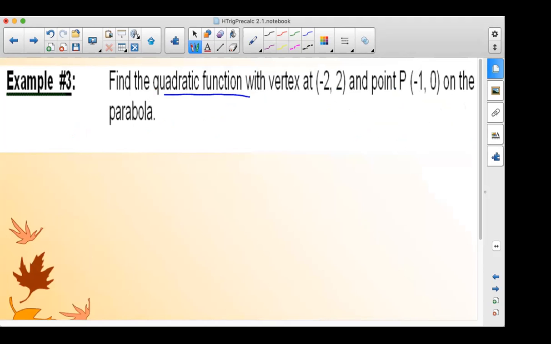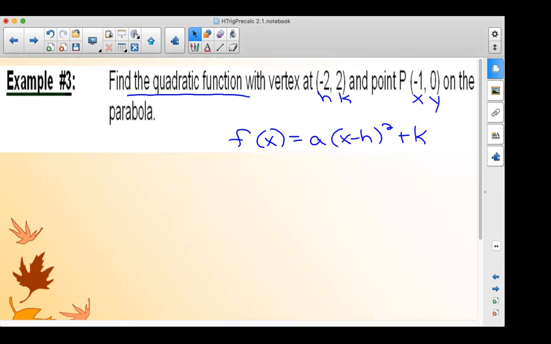Example 3 wants you to find the function that has a vertex, which is really h and k, at -2, 2. And a point, well, any other point on the graph represents x, y. So I have this parabola, I just don't know what the equation is. Our goal is to find the function that would represent this parabola. What do you think you could do with these values to find the function?